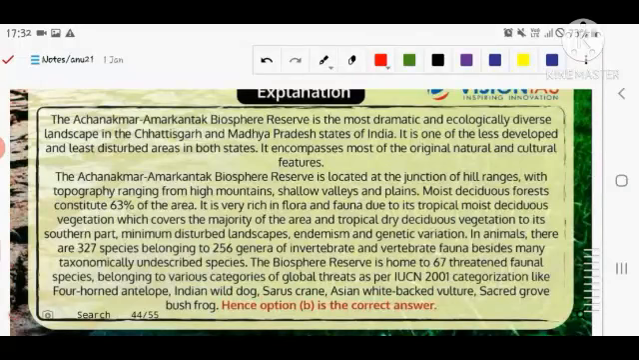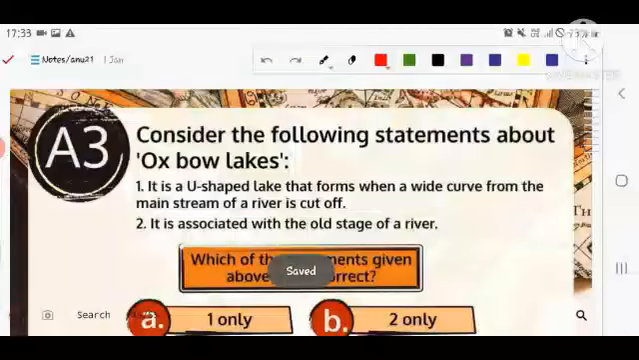The Achanakmar Amarkantak Biosphere Reserve is located at the junction of hill ranges with topography ranging from high mountains to shallow rivers and plains. Deciduous forest constitutes 63% of the area. It is rich in flora and fauna due to tropical moist deciduous vegetation covering the majority of the area, and tropical dry deciduous vegetation in its southern part. It has a minimally disturbed landscape with endemism and genetic variation. In animals, there are 327 species belonging to 256 genera of invertebrates and vertebrates. Various IUCN-listed threatened fauna are found here, so that is why the IUCN is mentioned.